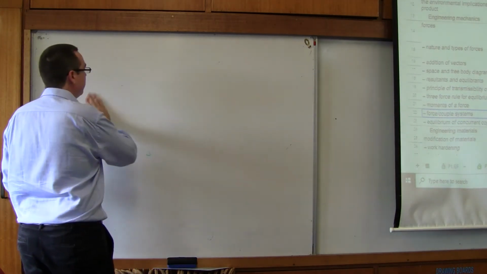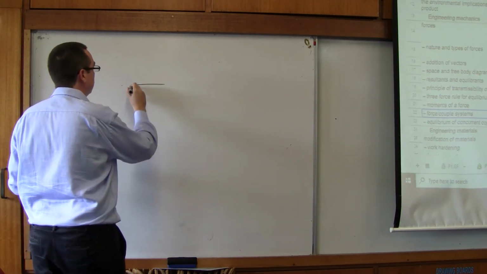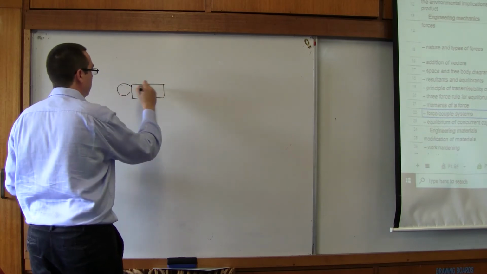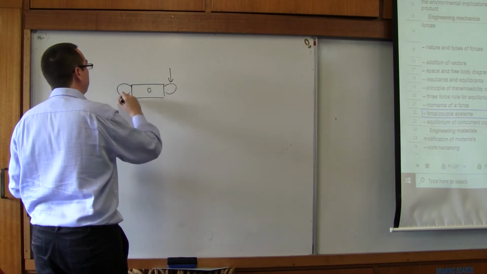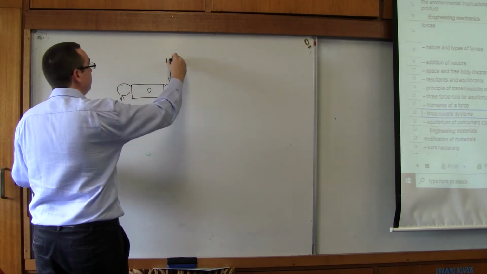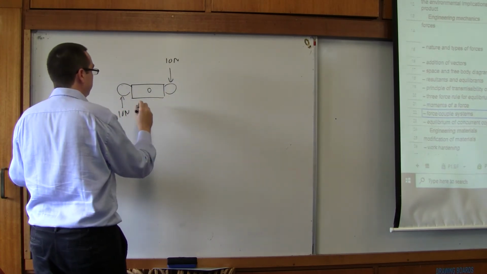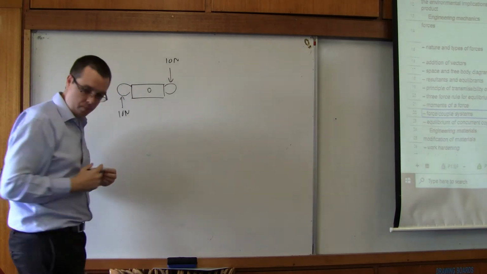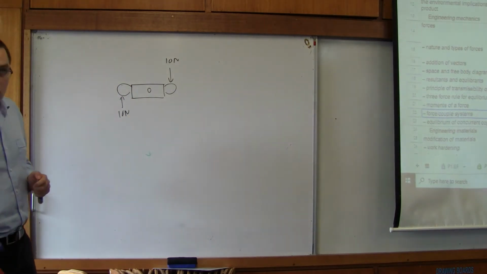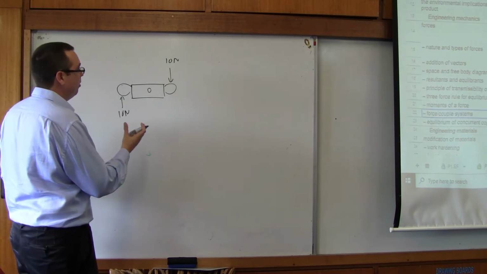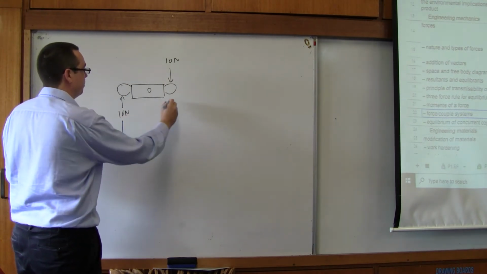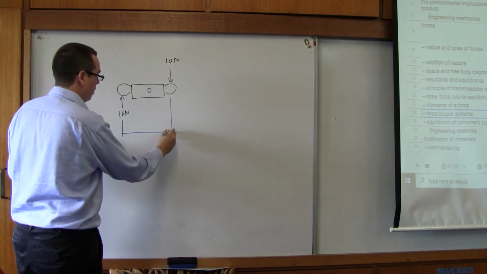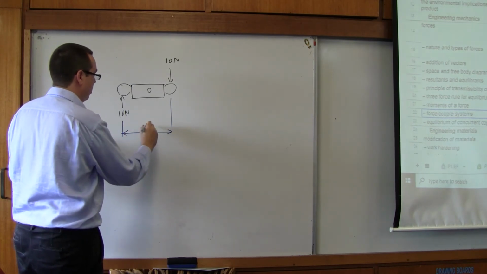Okay, if I had a tap, it's not the best tap I've ever drawn, and I said that I was using, I don't know, 10 newtons and 10 newtons to turn this tap. What would the resistance to this motion be? How big is this tap going to be? Let's say that distance is 25 millimeters.